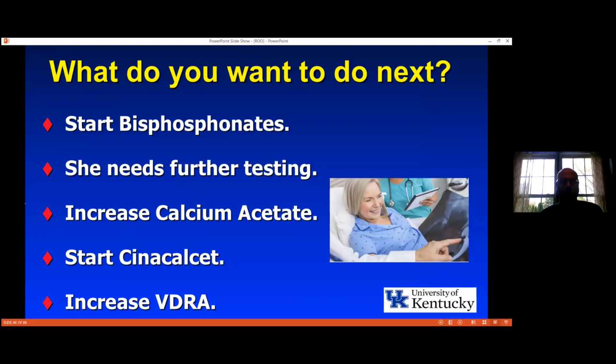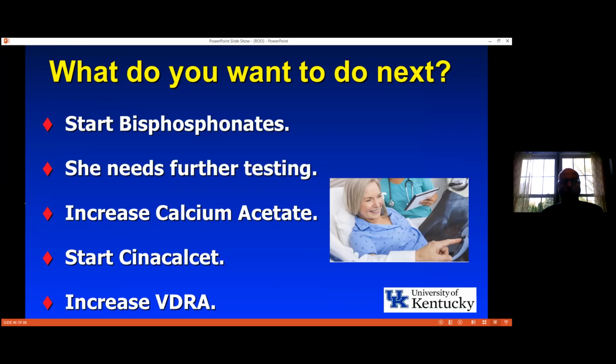You would like to start cinacalcet. Her PTH is just 158, and alkaline phosphatase is 108. So she doesn't look like she has high turnover bone disease, or her PTH is very high. So I don't usually start cinacalcet for this kind of patient.